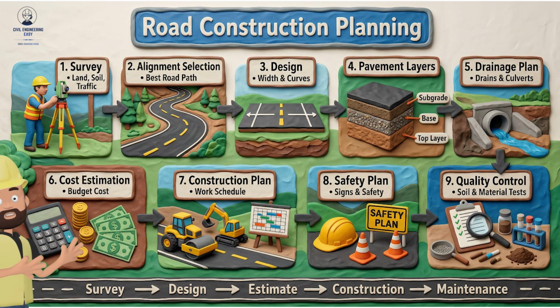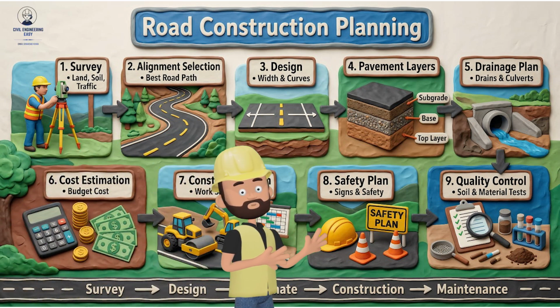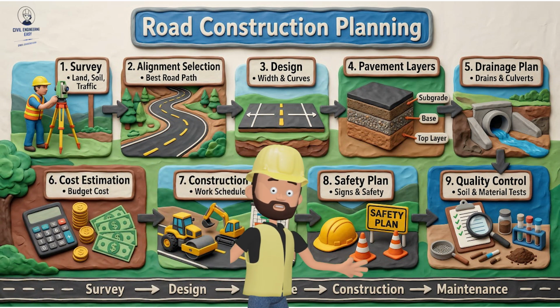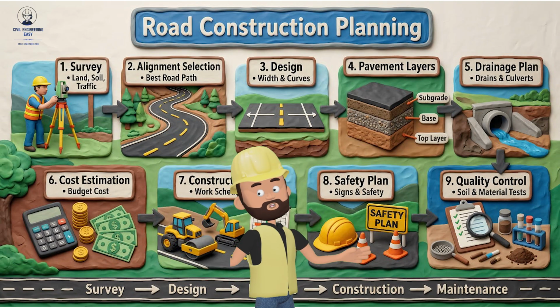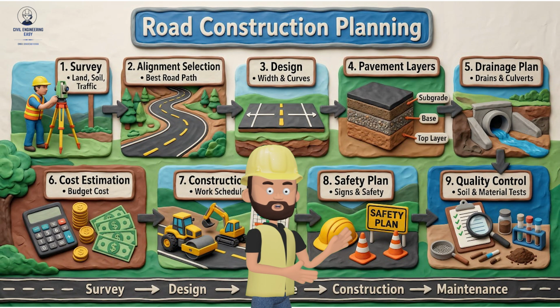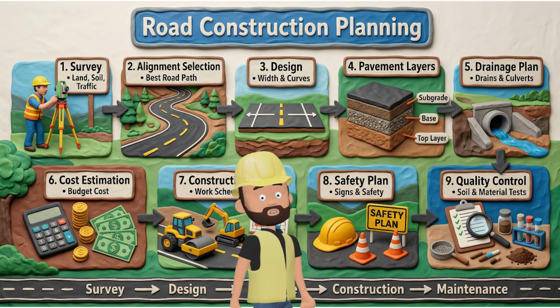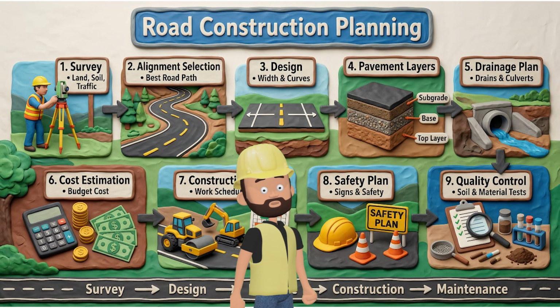Step 8 is the safety plan. Road construction sites are hazardous environments. A safety plan includes placing warning signs, traffic cones, barriers, and ensuring workers wear appropriate protective equipment. Safety planning protects both construction workers and the traveling public.